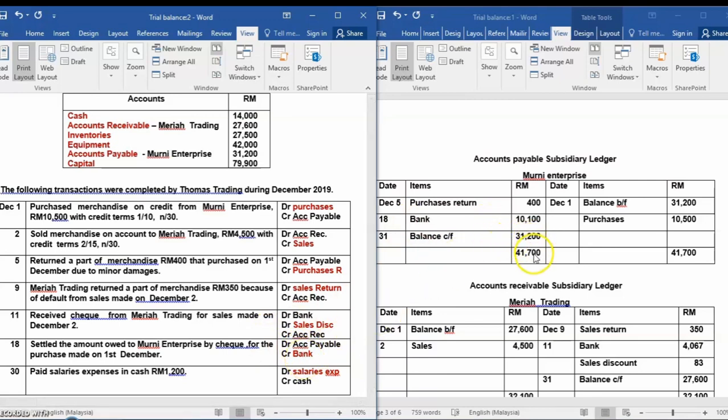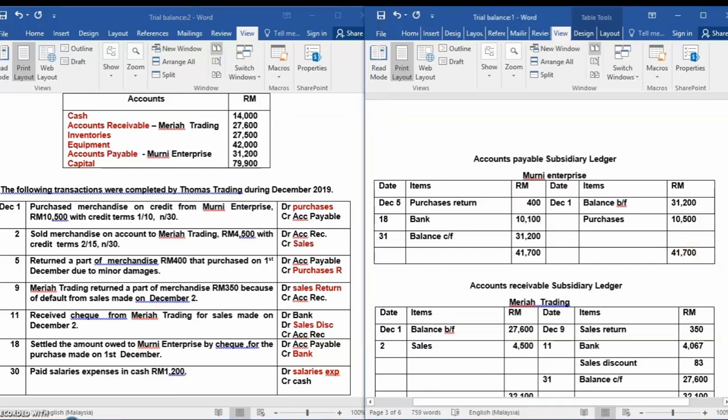So we have to close the account for debit and credit. Then we get the different amount, balance carried forward 31,200, and we bring it to the next month as balance brought forward 31,200, and we have to record this amount in the account payable control account.